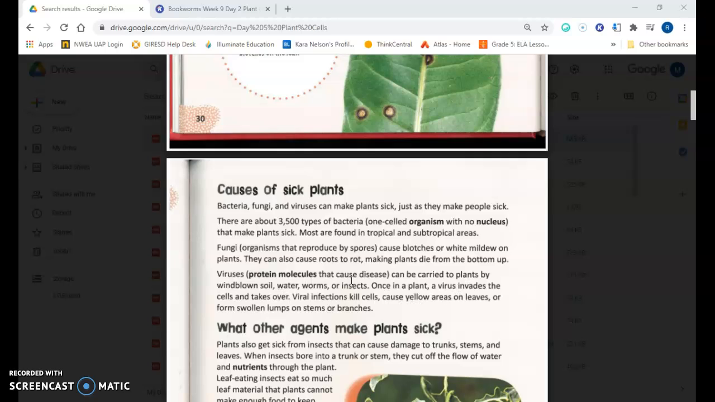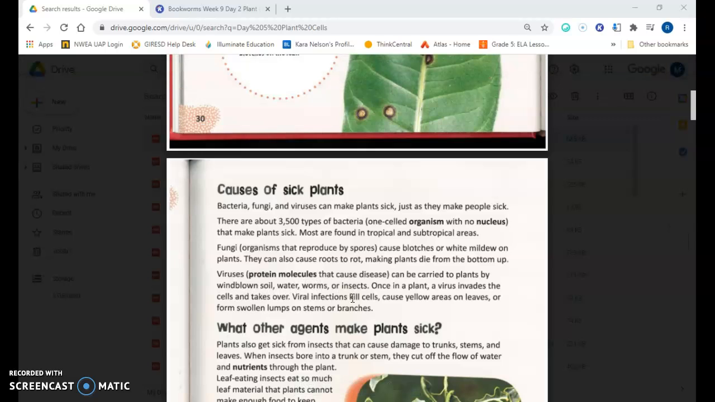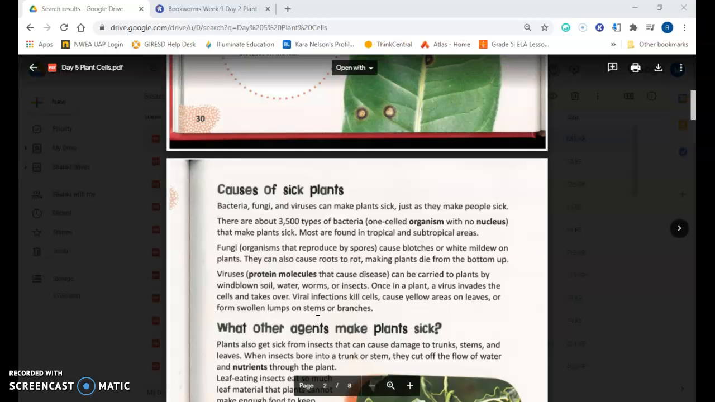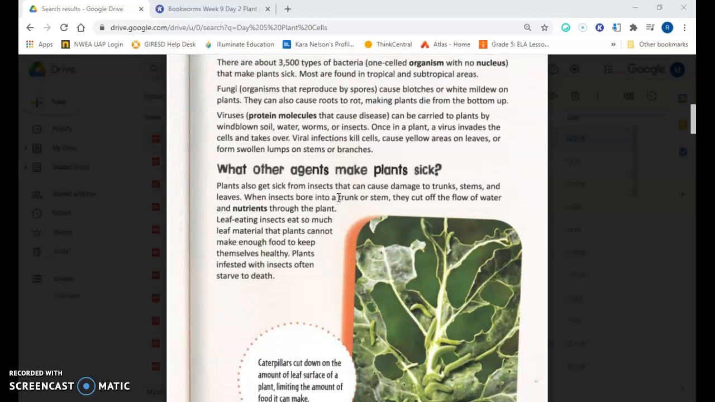Viruses, protein molecules that cause disease, can be carried to plants by windblown soil, water, worms, or insects. Once in a plant, a virus invades the cells and takes over. Viral infections kill cells, cause yellow areas on leaves, or form swollen lumps on stems or branches. So what other agents make plants sick?